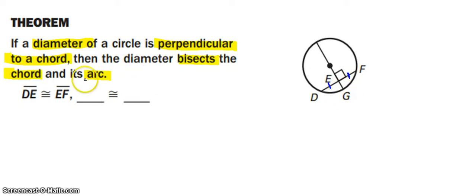It also says the diameter would bisect the intercepted arc. So this is the arc that's created by the chord, and the diameter would bisect that arc. So that would also mean this is congruent to this. To put this into a statement, if the diameter is perpendicular, makes a right angle, and DE is congruent to EF, then also arc DG would be congruent to arc GF. So these would be congruent, and these would be congruent.